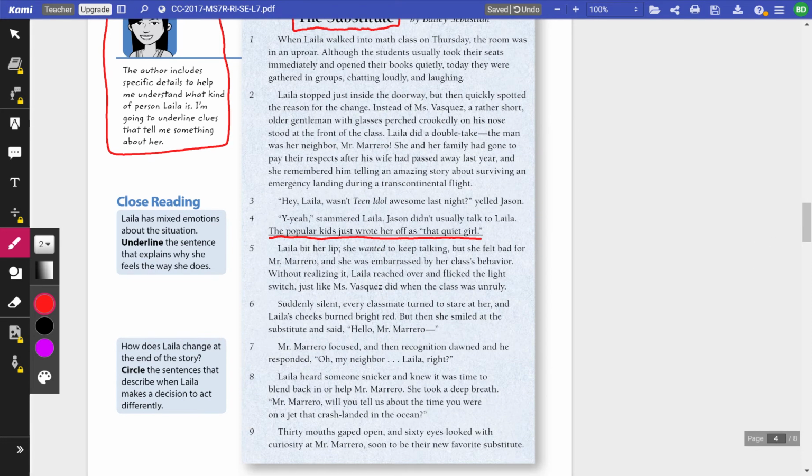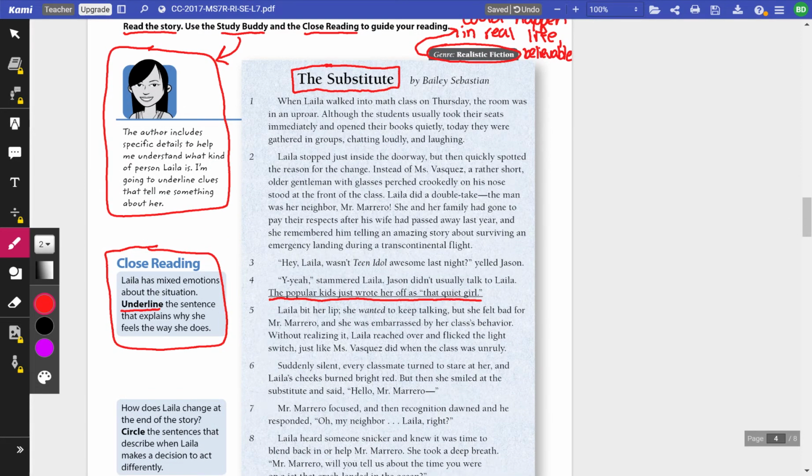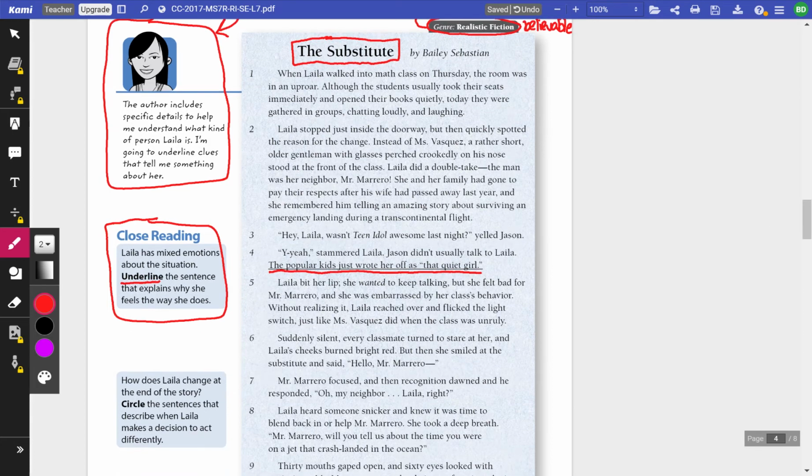So now that we know a little bit about Layla's personality, let's look at our first close reading box. And it says, Layla has mixed emotions about the situation. Underline the sentence that explains why she feels the way she does. So right now I want you to go look through the text and see if you can find the sentence that explains why Layla feels the way she feels. And when you find it, I want you to underline it. So go ahead and do that for me now. When you come back, we're going to look at it together.